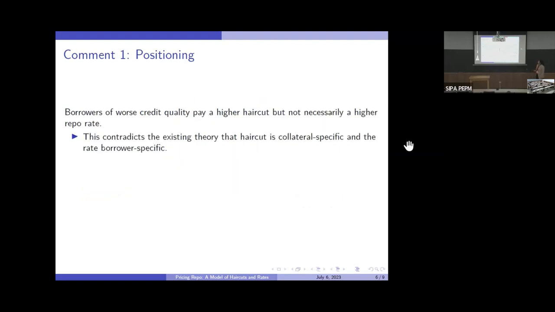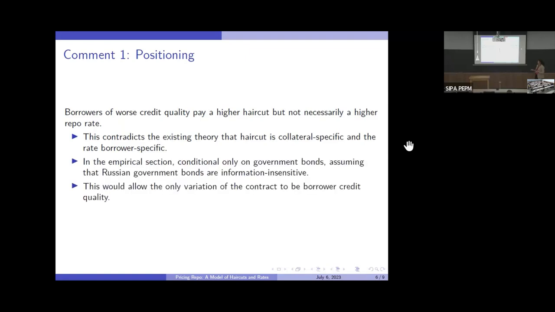The next one I have on positioning was this very interesting result in the model, that borrowers of worse credit quality will pay a higher haircut, but not necessarily a higher repo rate. And this, I think, contradicts an existing theory that we usually see, that haircut is usually collateral specific and the rate is borrower specific. So I was thinking about ways you can use this data to directly test this prediction.